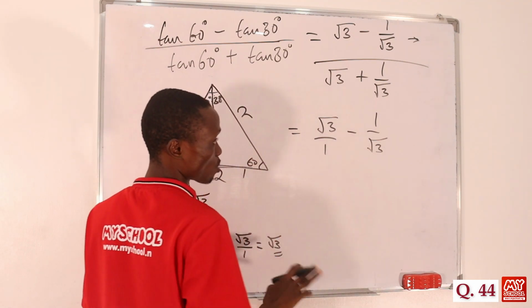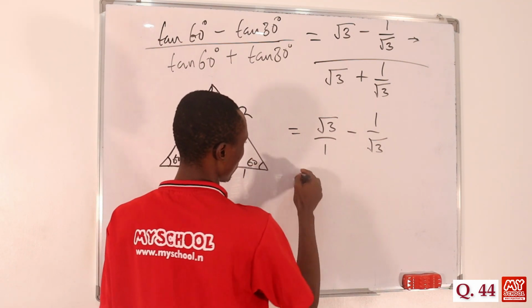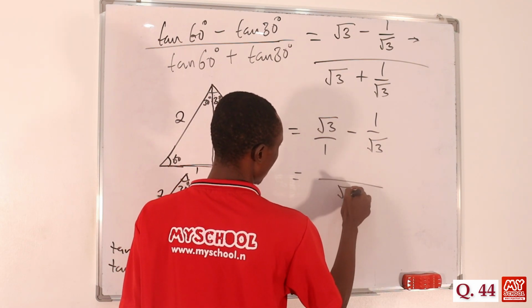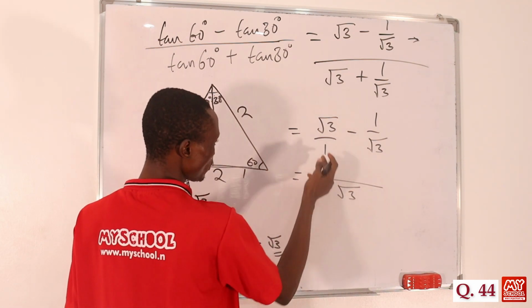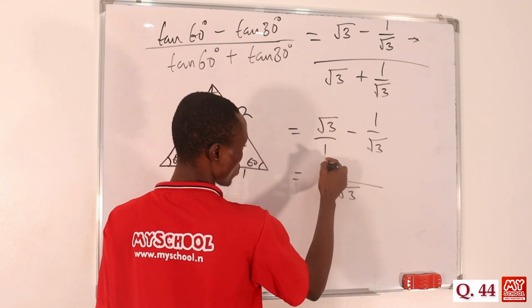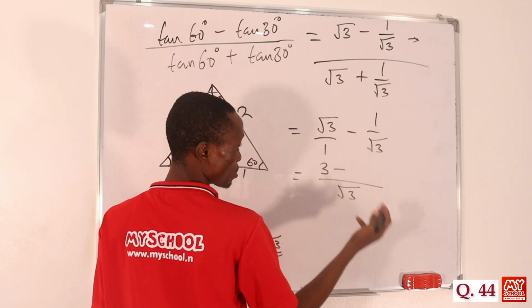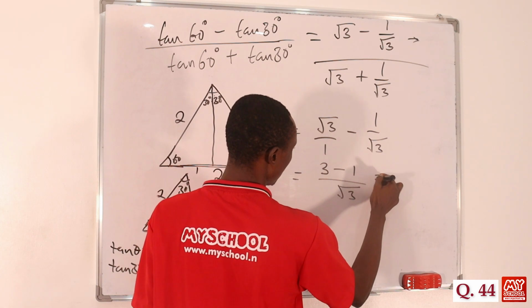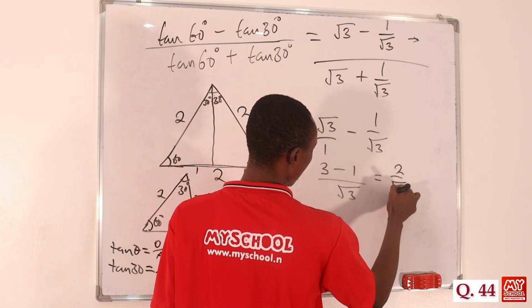In this case, we just solve it like a normal fraction, right? So the LCM here is actually root 3. So 1 times root 3 is still root 3. Root 3 times root 3 will be equal to 3. Root 3 divided by root 3 will be equal to 1. So 1 times 1 will give us 1. So at the end of the day, we'll have 2 all over root 3.